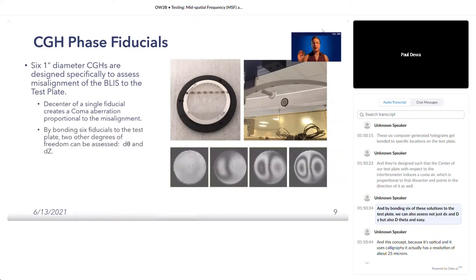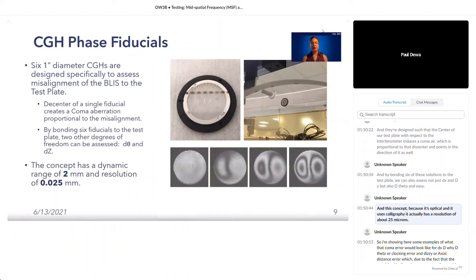And by bonding 6 of these fiducials to the test plate, we can also assess not just dx and dy, but also d theta and dz. And this concept, because it's optical and it uses holography, it actually has a resolution of about 25 microns.